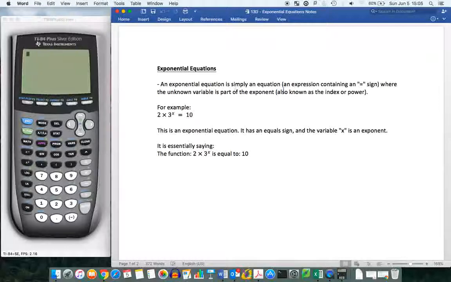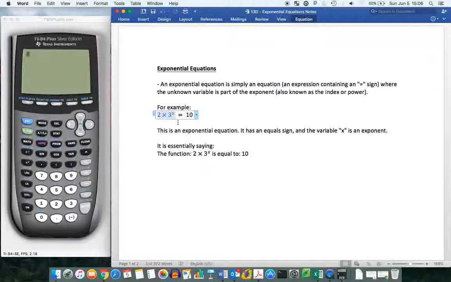An equation is just an expression that has an equal sign, and an exponential equation is an equation where the unknown variable is part of the exponent, also known as index or power. So here we have an exponential equation. This is an exponential function.